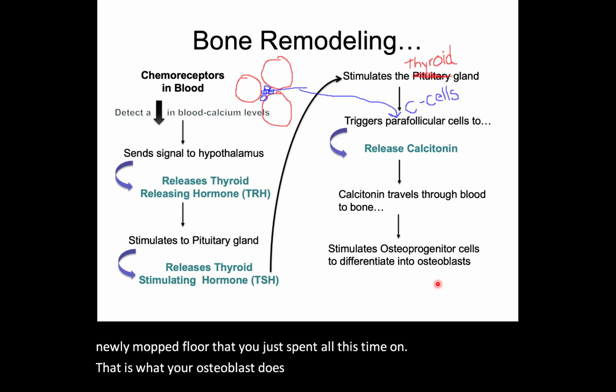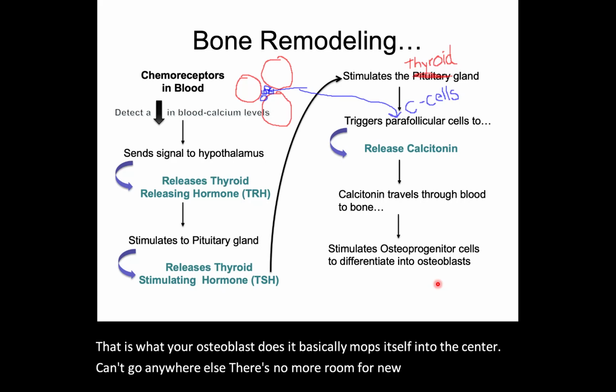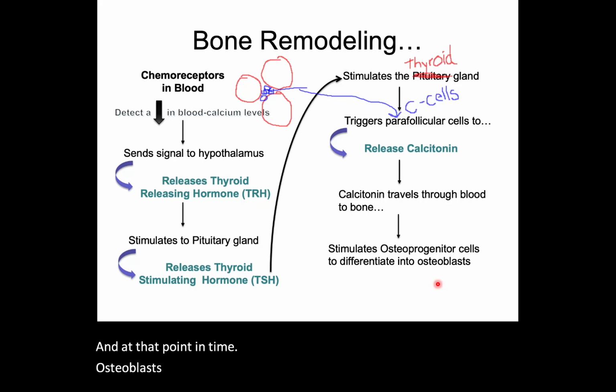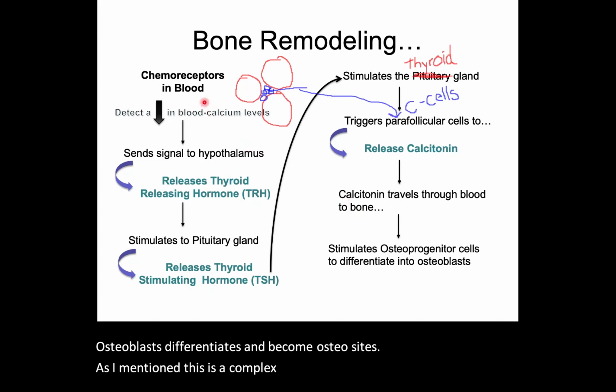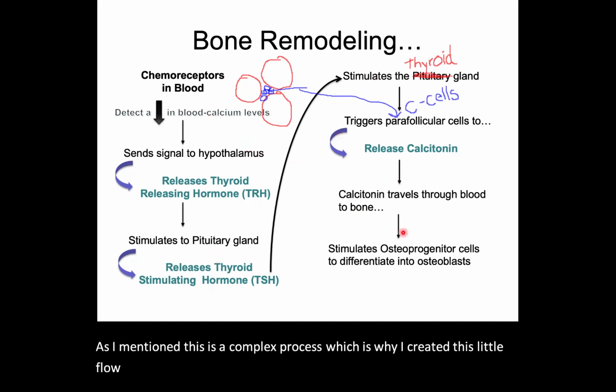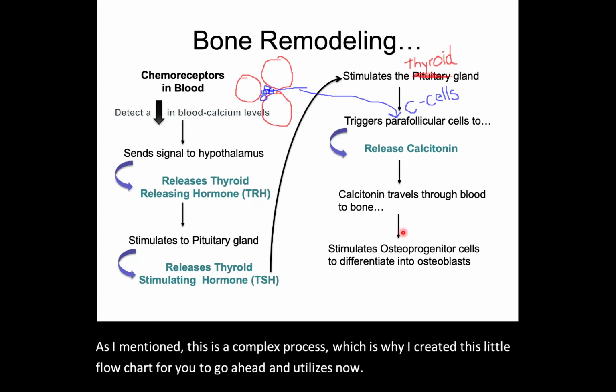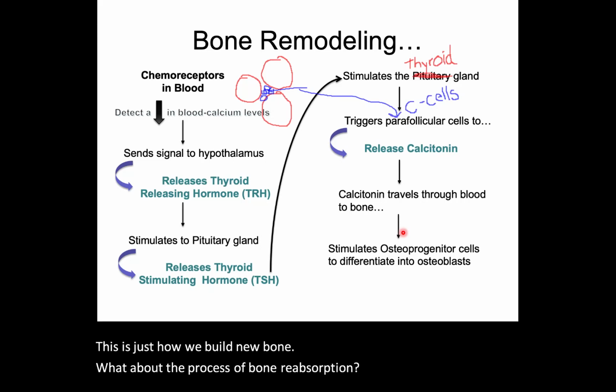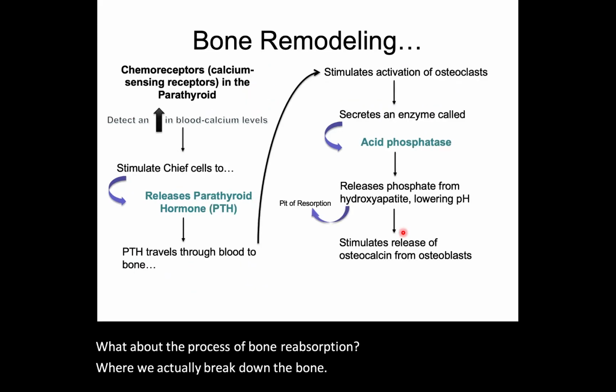It basically mops itself into the center. It can't go anywhere else. There's no more room for new bone. And at that point in time, osteoblasts differentiate and become osteocytes. As I mentioned, this is a complex process, right, which is why I created this little flowchart for you to go ahead and utilize. Now, this is just how we build new bone. But what about the process of bone reabsorption, where we actually break down the bone? And so to understand that, we have yet another flowchart.